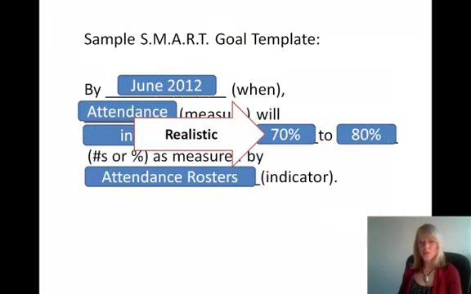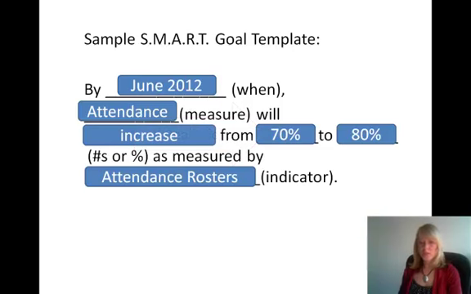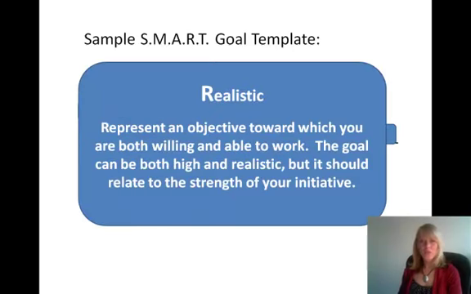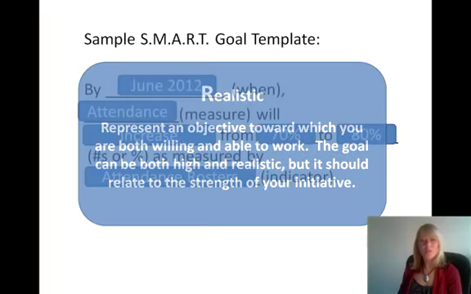Okay, so realistic. Goals also must be realistic, and realistic goals represent an objective to which you are both willing and able to work. When we look at this goal, 70 to 80%, it appears to be realistic, but again, we would have to look to prior attendance rates to ensure that this goal is realistic. The goal can be both high and realistic, but it should be related to the strength of your initiative. You're the only one who can decide just how high your goal should be. Be sure that every goal represents substantial progress, and that means progress beyond what's typical.